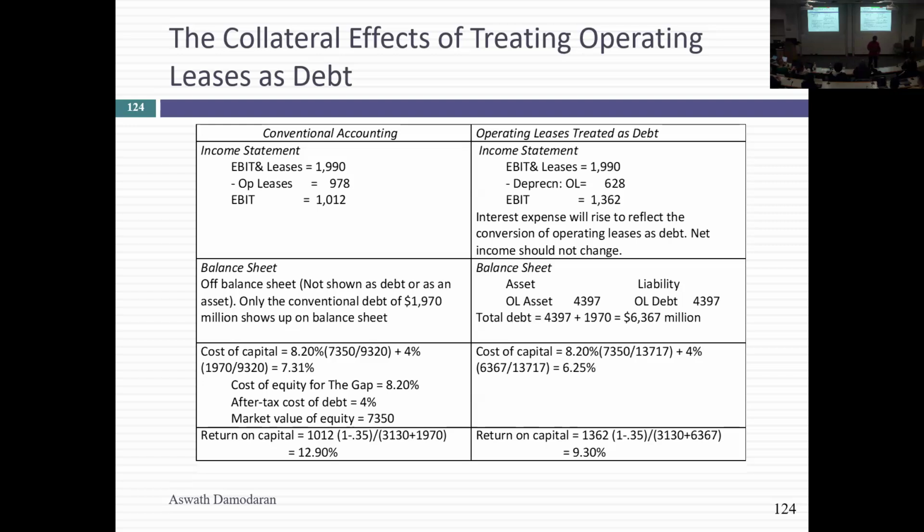Now, why am I counting leases as debt? Because they're contractual commitments. If I have any kind of contractual commitment, I'm effectively borrowing money, right? Let me give you two other examples.